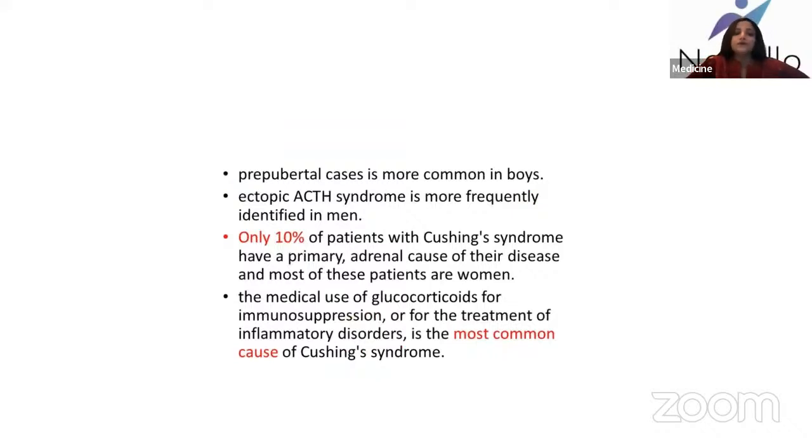Now, prepubertal cases are most commonly seen in boys, and ectopic ACTH syndrome is more frequently identified in men. A very important point again, a lot of time asked in your MCQs: only 10% of patients with Cushing syndrome have a primary adrenal cause of their disease, and most of these patients are women. The medical use of glucocorticoids for immunosuppression or for treatment of inflammatory disorders like COPD and what all disorders is the most common cause of Cushing syndrome.